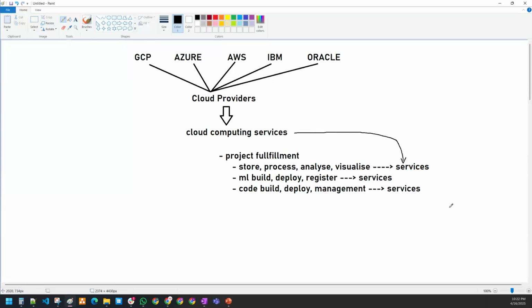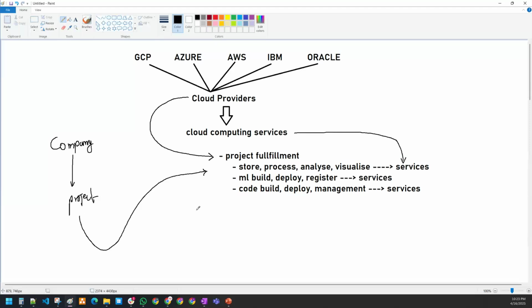The main aim of the cloud providers is that they want to fulfill the project requirements for every company. Take any company, for example. In every company, you will have projects. The main aim of the project is to fulfill the project requirement. If you want to fulfill it, two things are required. One is manpower, that is nothing but you, developers. One more is infra power, nothing but these cloud computing services.